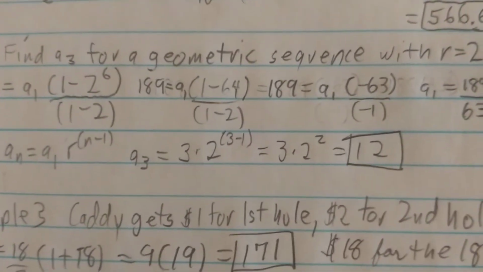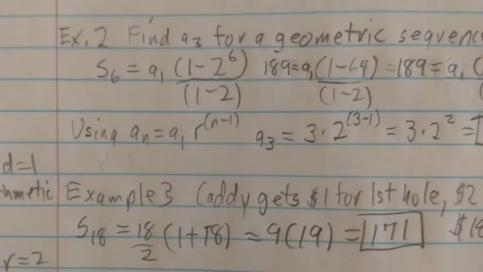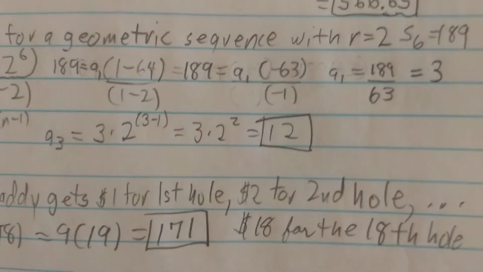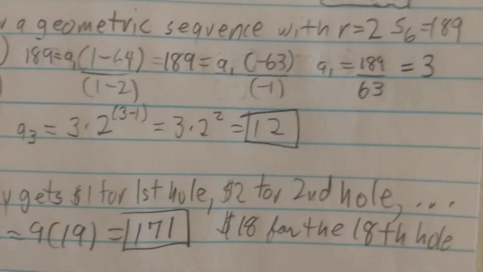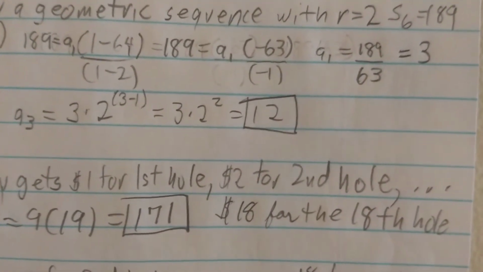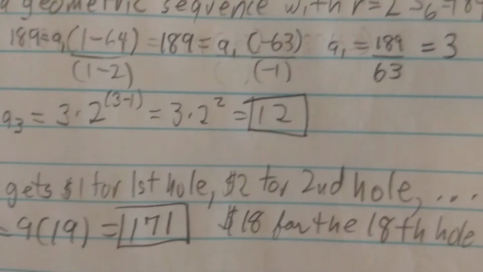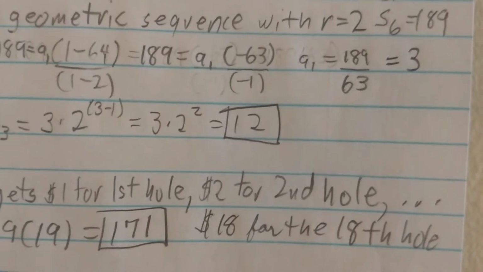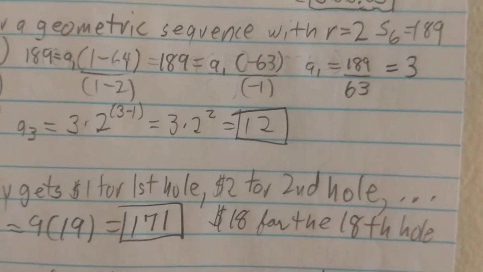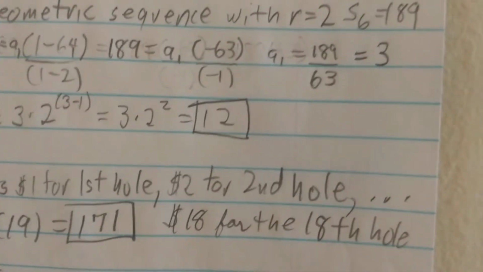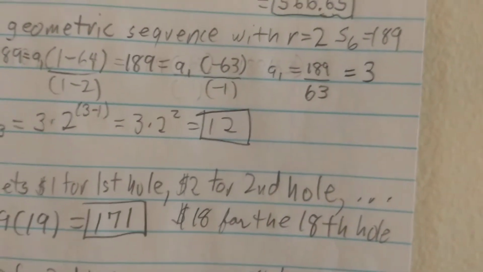So plugging in for S6, we can put in 189 is equal to A1 times 1 minus 2 to the 6th. On your calculator, 2 power 6 is 64, over 1 minus 2. And this gives us 189 is A1 times negative 63 over negative 1, or just positive 63. And then A1 is 189 over 63.